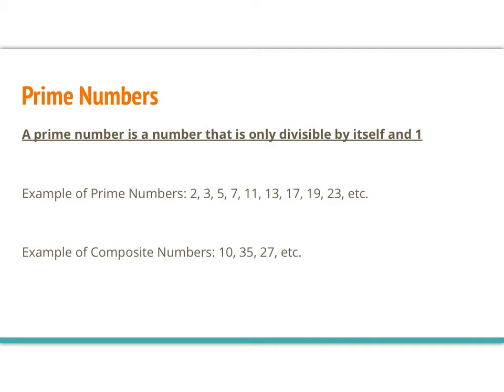A composite number is a number that is composed of prime numbers. So 2 times 5 is 10. 5 times 7 is 35. We could also get examples like 2 times 2 times 5 times 7. It doesn't just have to be two prime numbers multiplied together. So 4 times 5 is 20, times 7 is 140. So every number that can be divided by basically anything else is a composite number.